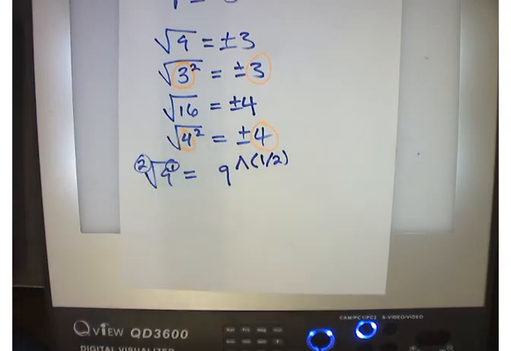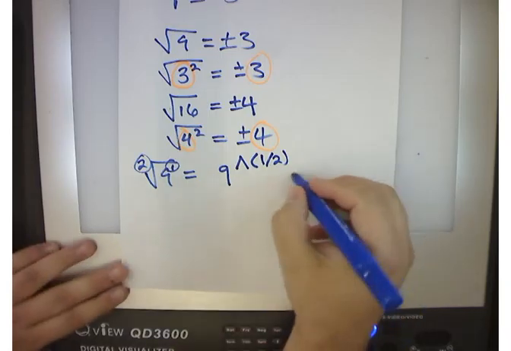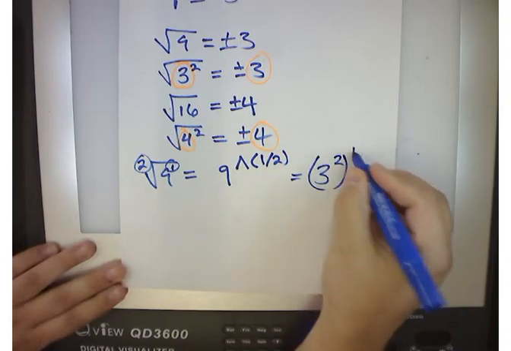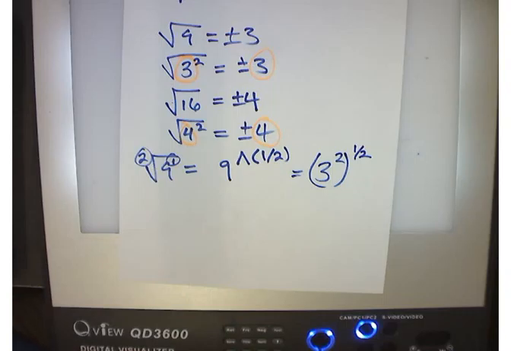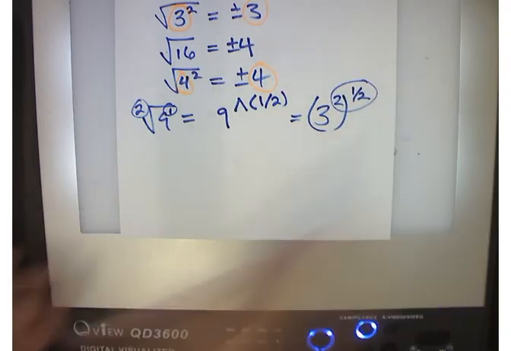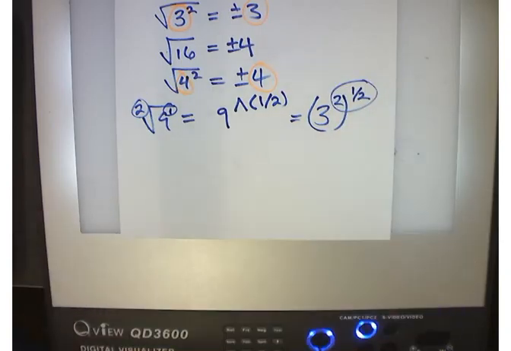Now when we take square roots, we're really taking the second root, right? But we never write the 2 down because it's so common. So that's the same as 3 squared raised to the 1/2. Now if you remember your properties of exponents, what do I do with these two numbers here to simplify that? Nope, don't add.